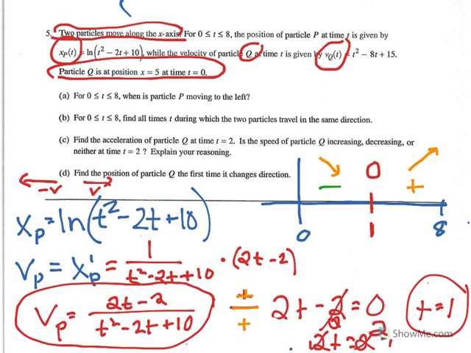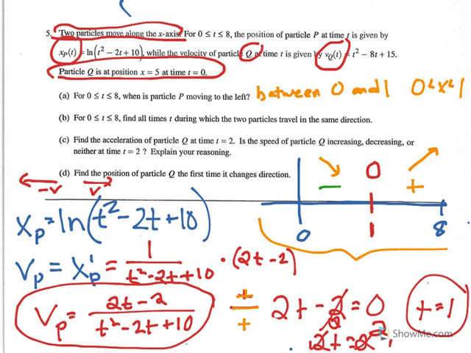So for part A, when is the particle moving to the left? It is moving to the left between 0 and 1. If you want to write it in math terms, we can't necessarily say the other parts on there, but I would put this on my answer because it verifies what I was doing.